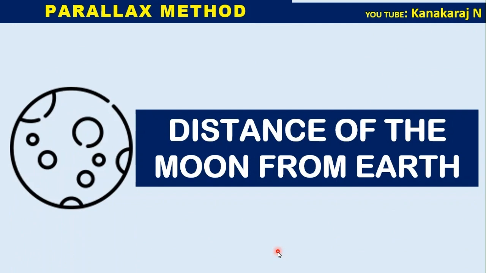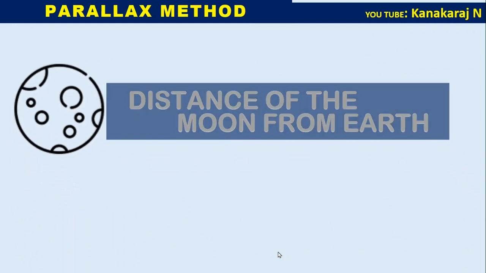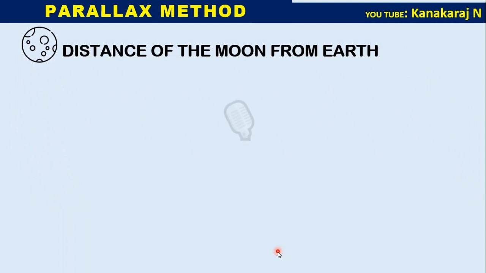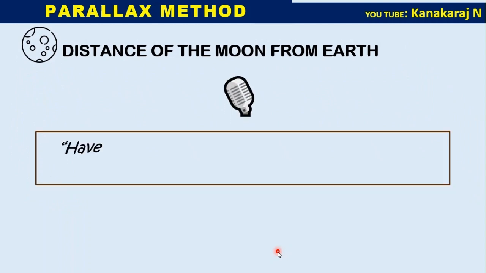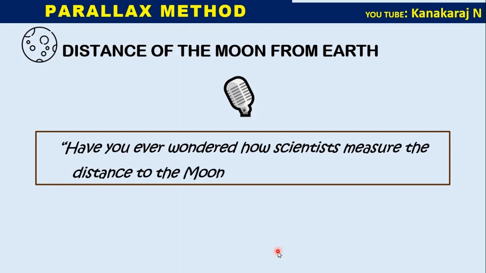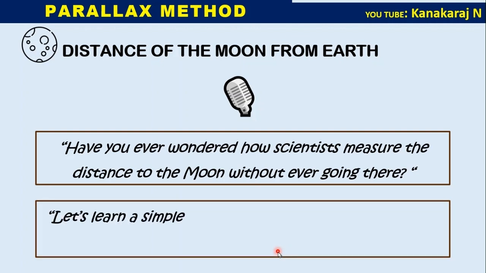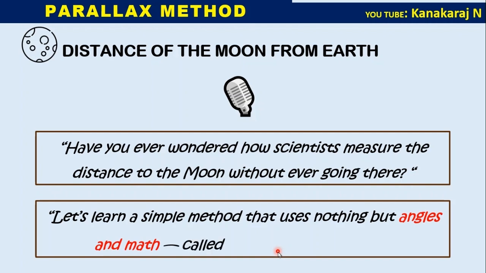Distance of the moon from Earth. Have you ever wondered how scientists measure the distance to the moon without ever going there? Let's learn a simple method that uses nothing but angles and maths, called the parallax method.